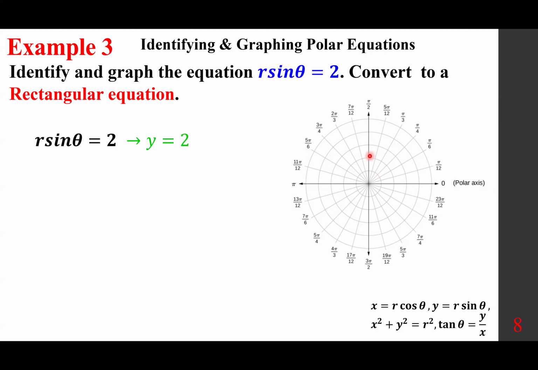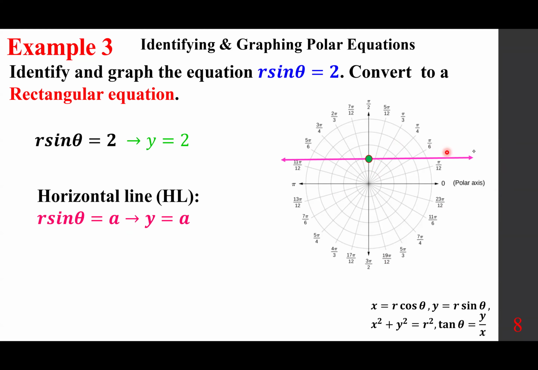So this is the point and you draw it. It's a horizontal line, which means horizontal lines in polar format have the form r sine theta equals some number. This is a constant. This is a number, everybody.